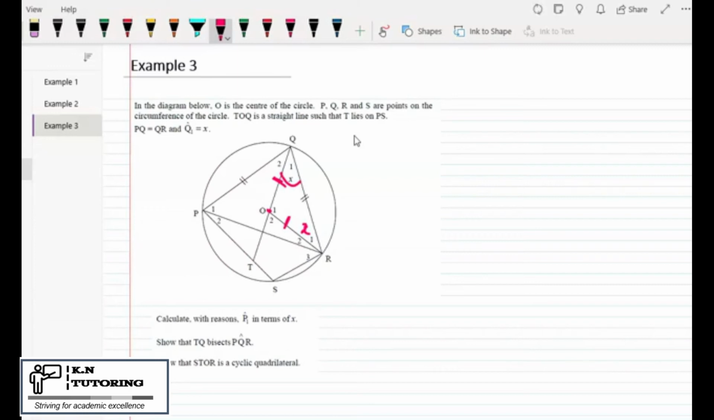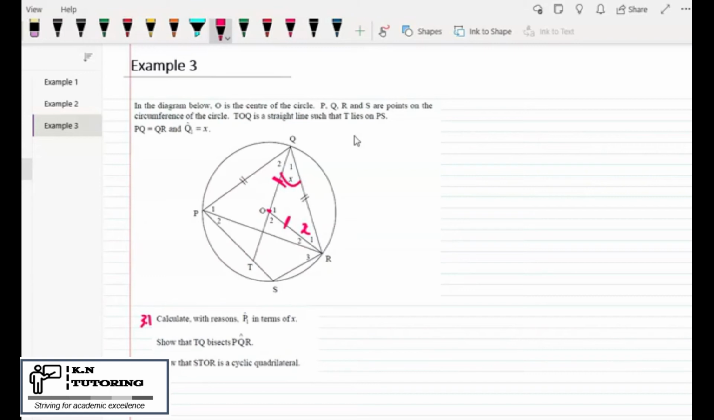Again, we've got angle at center is twice the angle at the circumference, so O1 will be twice P1. So you can see opposite angles, twice the angle at the circumference. PQRS. Okay, so if they're telling us that there are points on the circumference, we can see there's a cyclic quad. TOQ is a straight line such that T lies on PS. Then PQ is equal to QR. So okay, it shows us there with two lines. PQ is equal to QR, and then Q1 is X as shown. Okay, now this is 3.1. Calculate with reasons P1 in terms of X.